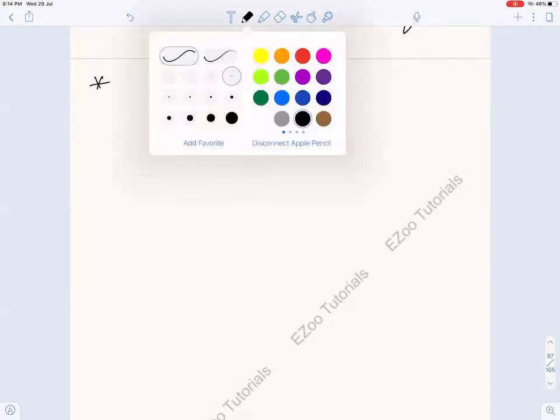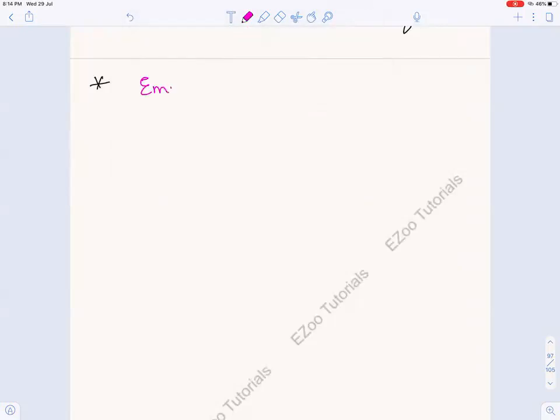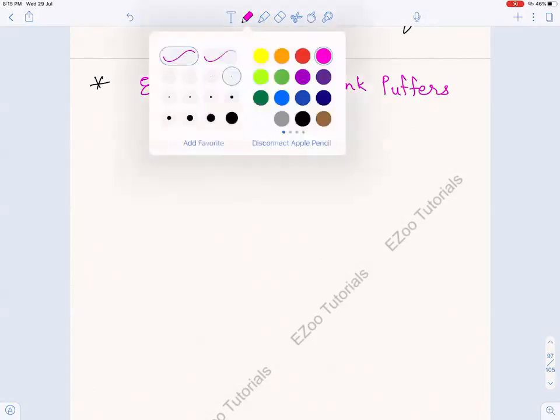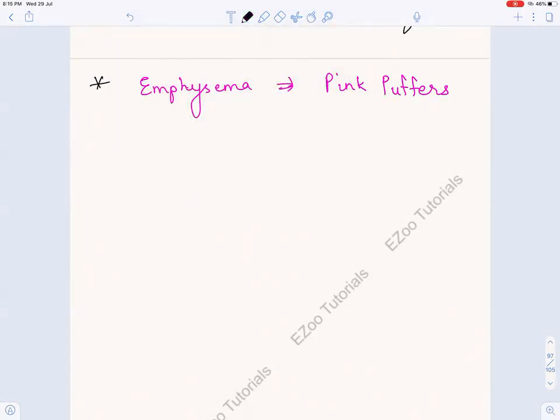Now one more thing I would like to tell you is that patients infected with emphysema are also known as pink puffers. They are also known as pink puffers, and there's an inflammatory response, the elastin fibers break down, and there's low alveolar recoil. Okay, so now we have understood emphysema in detail.